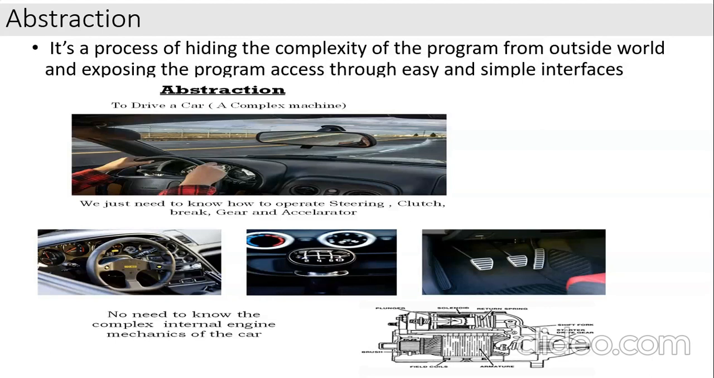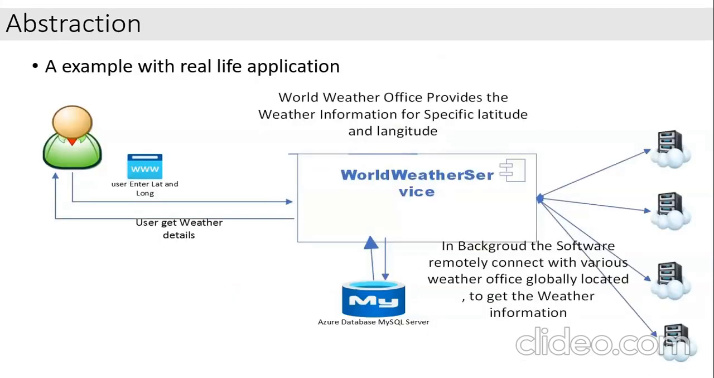That mechanism we absolutely don't need to know. So the car is driven through a defined interface like steering, clutch, accelerator, gear. So here is a real life example.